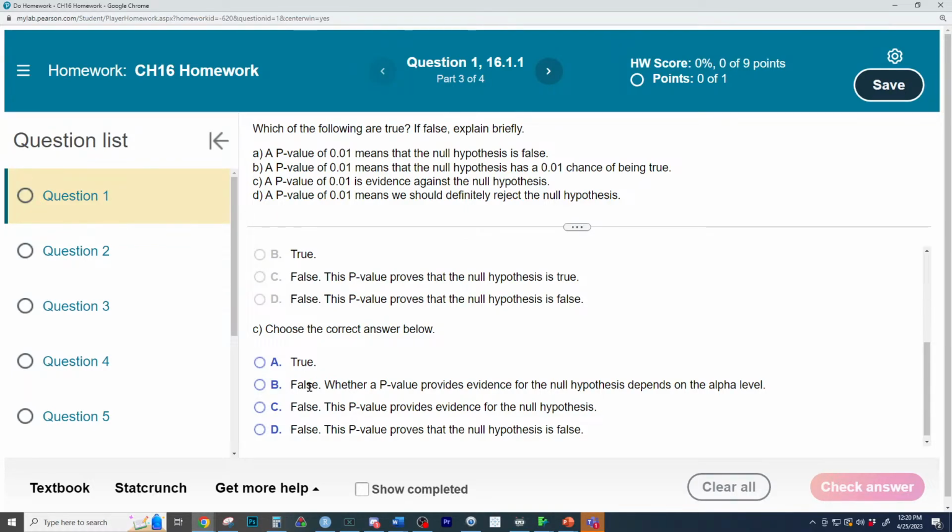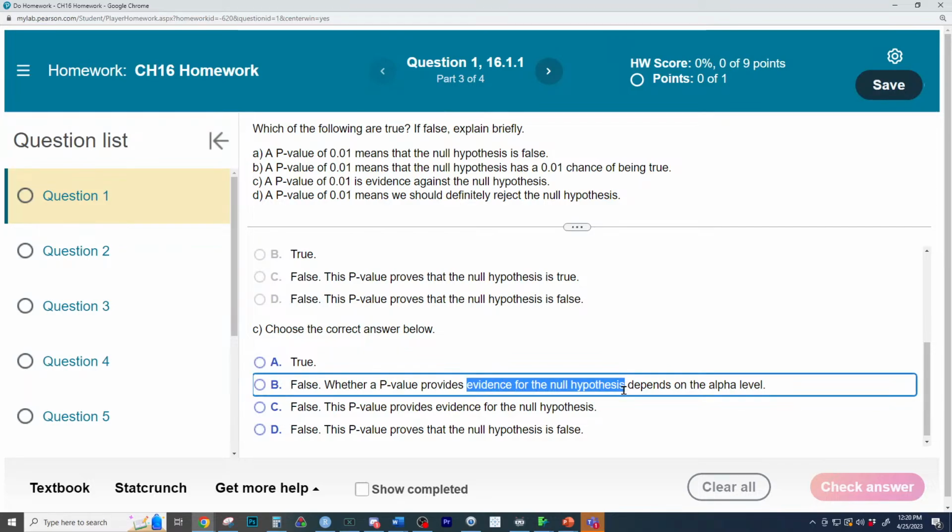This is where whether a p-value provides evidence for the null depends on the alpha level. See, wait, this is evidence for the null. We don't have evidence for the null, so that's just false. We have evidence for the alternative, and we would probably say whether the p-value provides sufficient evidence for the alternative depends on the alpha level. The p-value provides evidence for the null. It does not. The null hypothesis is false. So it's the probability of our result occurring given the null is true.